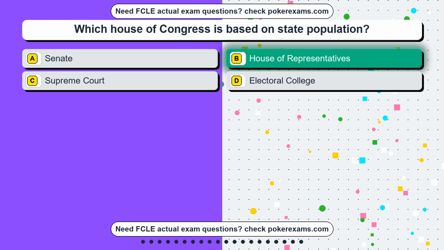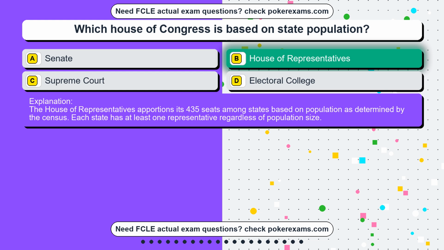The correct answer is option B. House of Representatives. The House of Representatives apportions its 435 seats among states based on population as determined by the census. Each state has at least one representative regardless of population size.